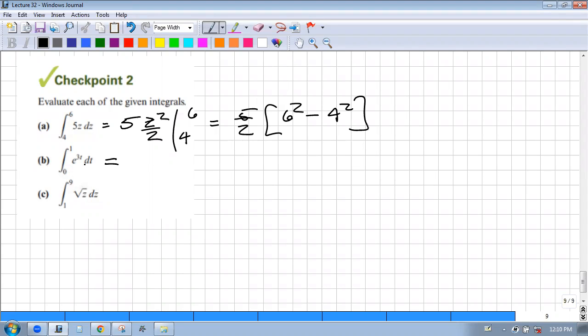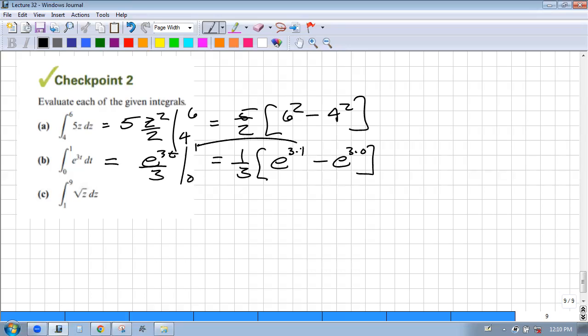The integral of e to the 3t would be e to the 3t over 3, and we need to evaluate this from 0 to 1. So I'd pull out the 1/3. So we have e to the 3 times 1 minus e to the 3 times 0, right? The 1 and the 0. This is just 1. We have 1/3 times e to the 3rd minus 1.